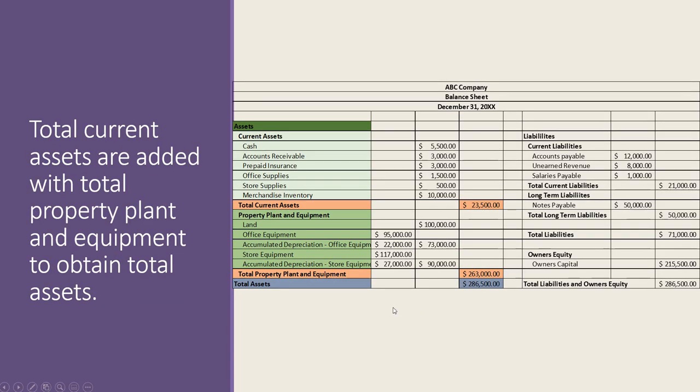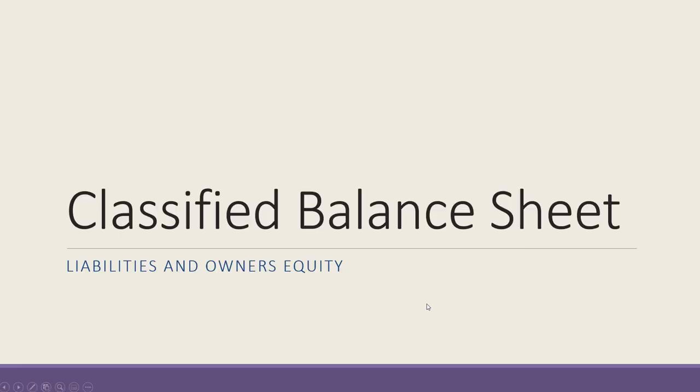And then as we move to the final step on the asset side of our balance sheet, we take our total current assets and our total property, plant, and equipment, add them together, and that gives us our total assets of $286,500, and that's the process we use to build the asset side of our balance sheet.